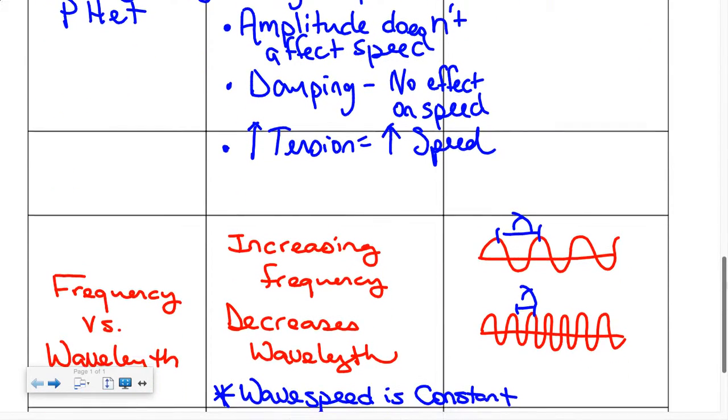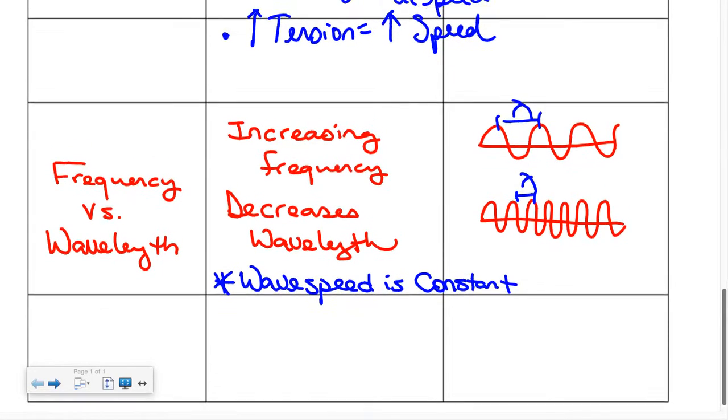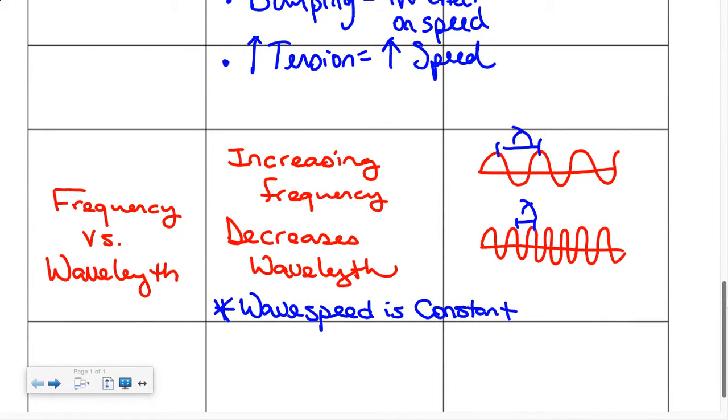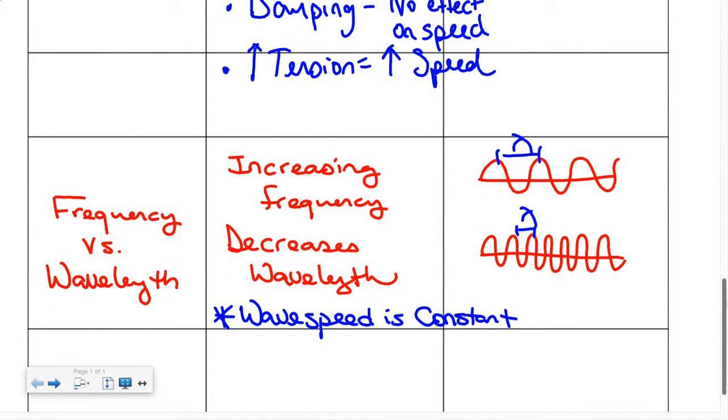So this brings me to my frequency wavelength connection. Obviously, frequency and wavelength are only going to work with waves because you don't have a frequency if you have a pulse. You don't have a wavelength if you have a pulse. But the idea being that when you increase your frequency, then you will decrease your wavelength. The one thing that's important here is that you understand that the wave speed is constant. It's never going to change unless I change my medium.